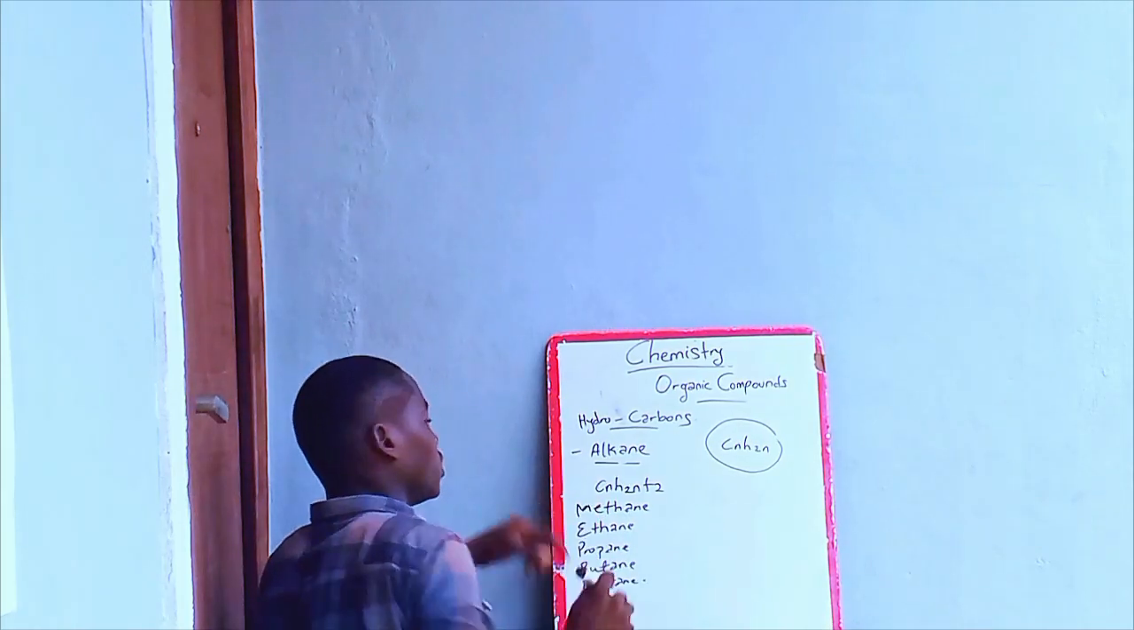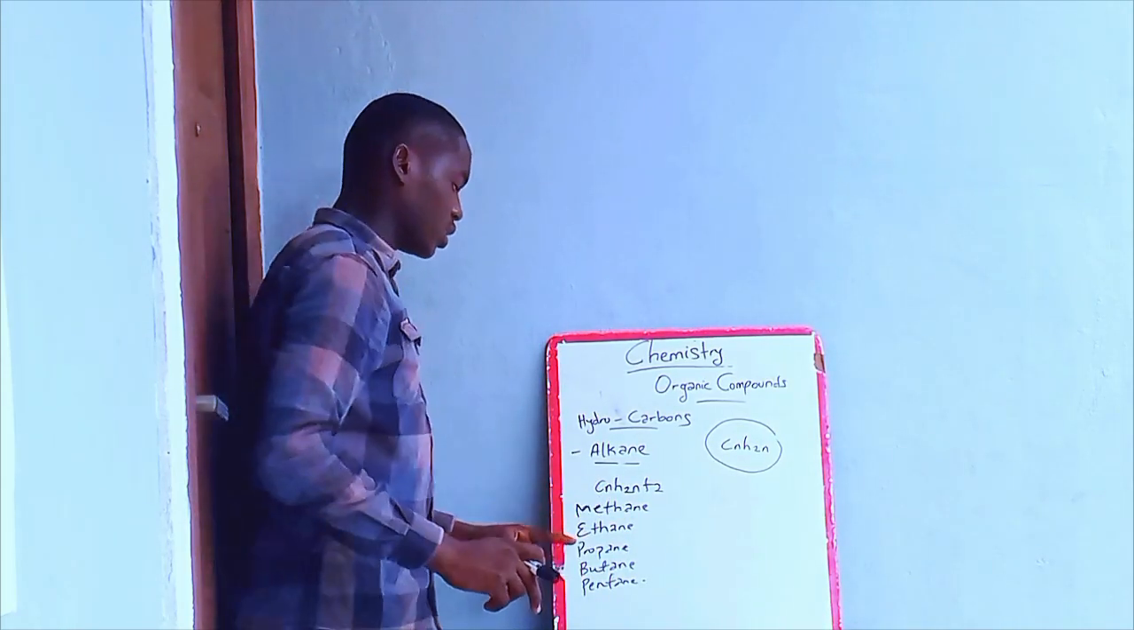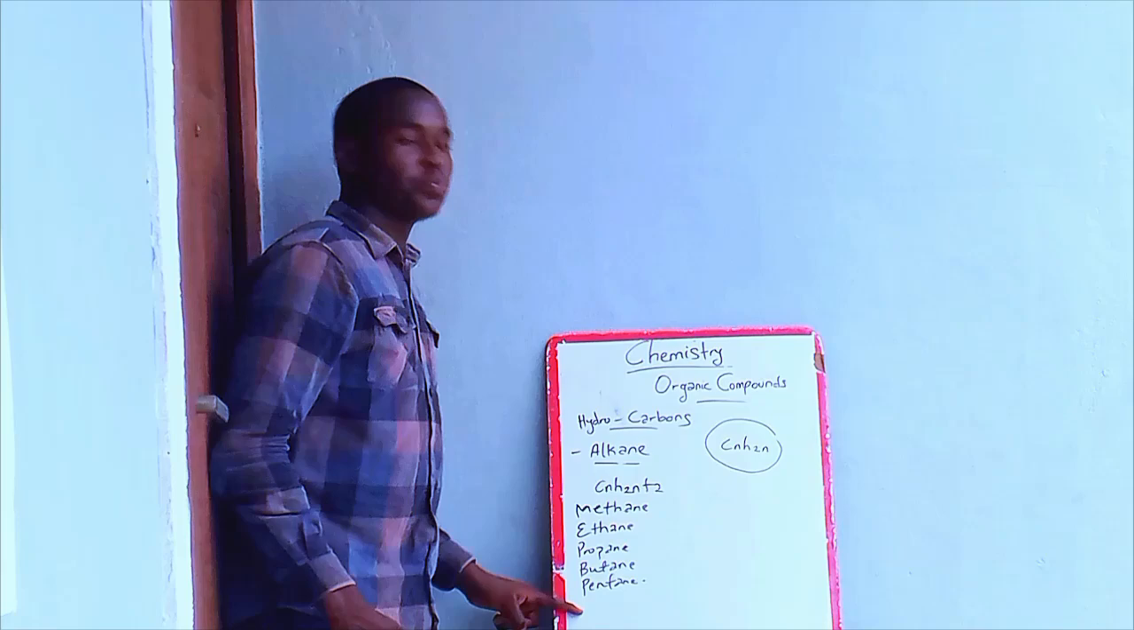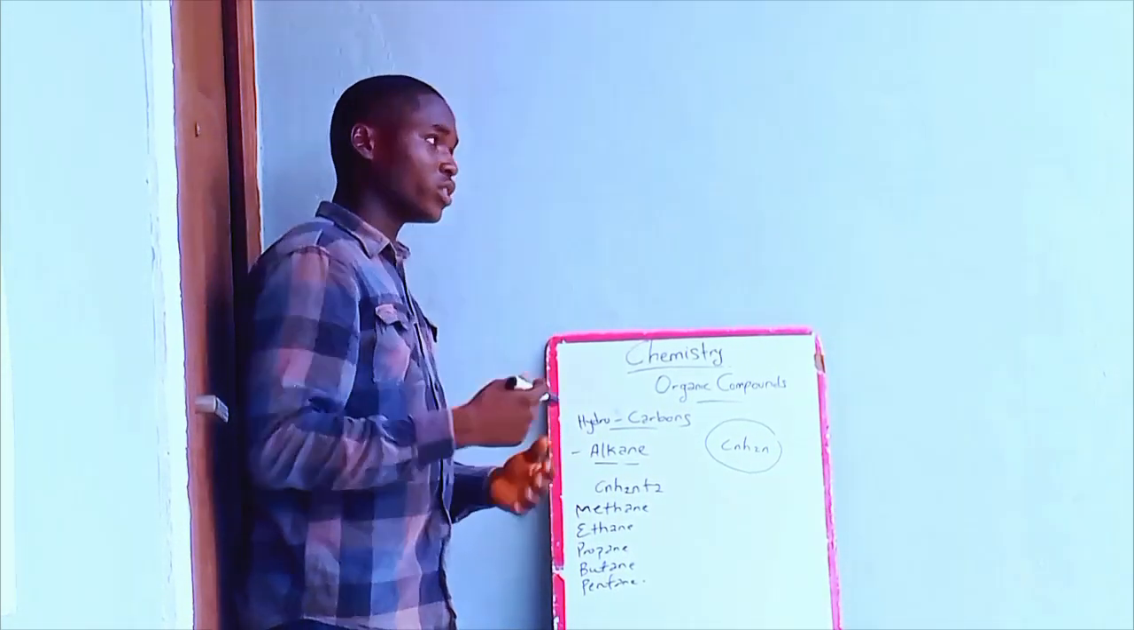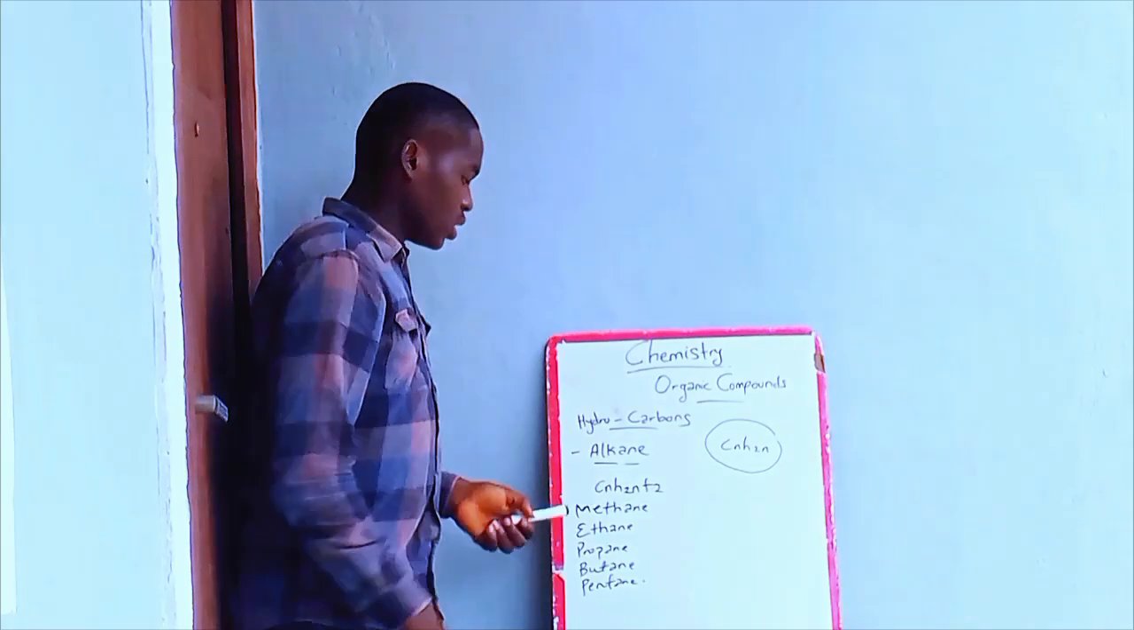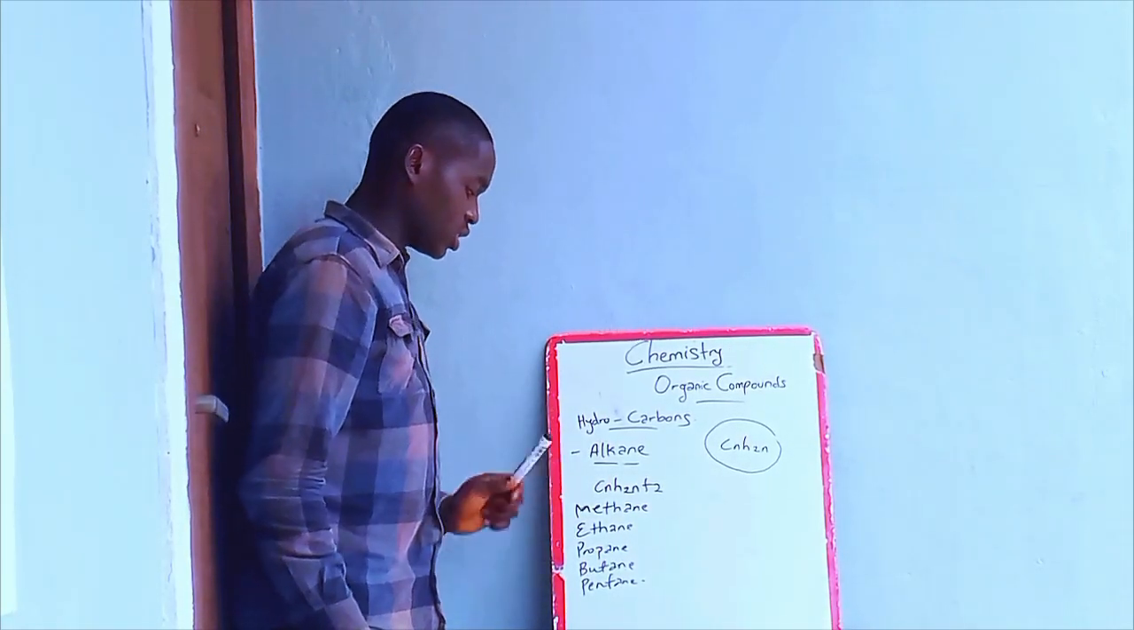Now, this is methane, this is ethane, and this is propane. This is butane, and this is pentane. We have the hexane, the heptane, the nonane, and all the rest. The decane, you get. This is methane being the first member. This is ethane being the second member.